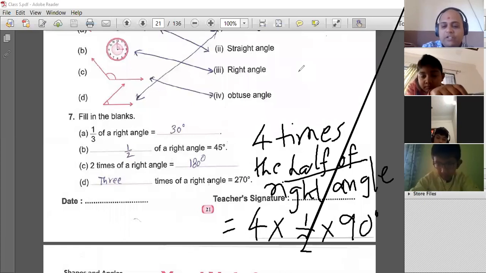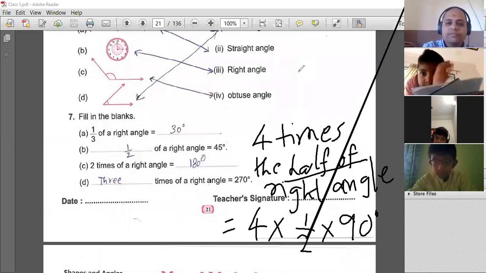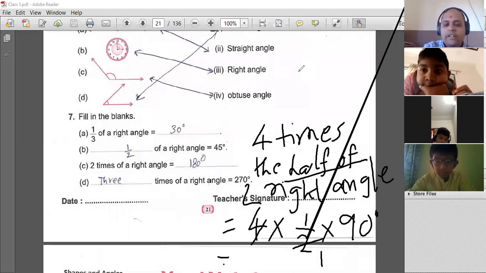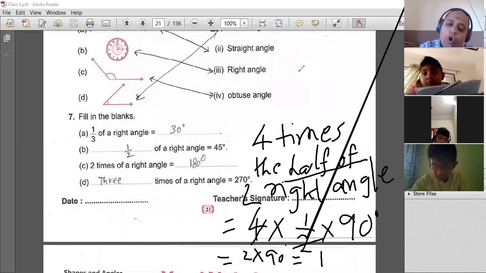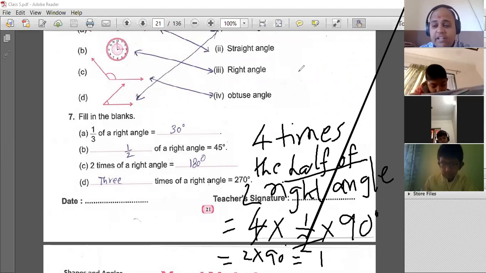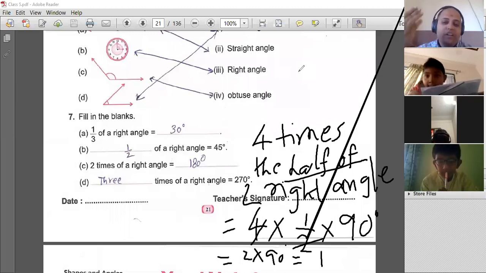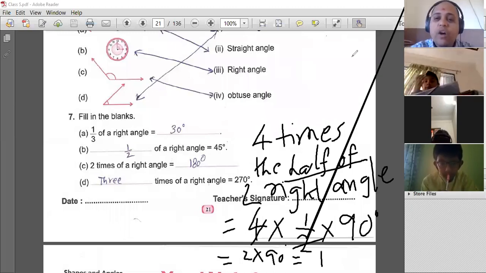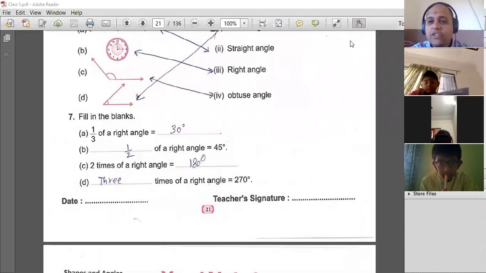Either you can do it like this: 2 ones are 2, 2 twos are 4, that is 2 into 90, which is going to be 180, right? You can do it this way, or you can go for half of 90 is 45, and 45 times 4, very simple, right? This type of different questions can be made. Now you have to read and understand the question, and you can do it, right?